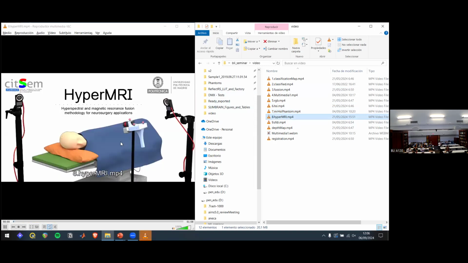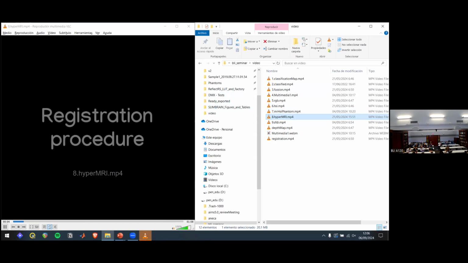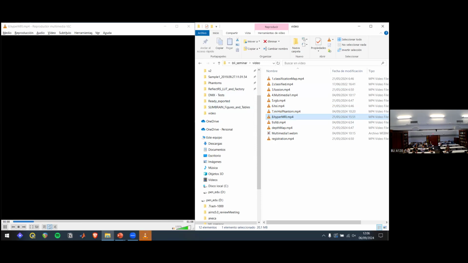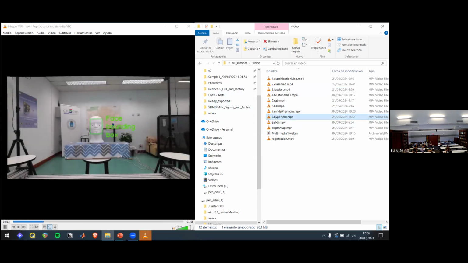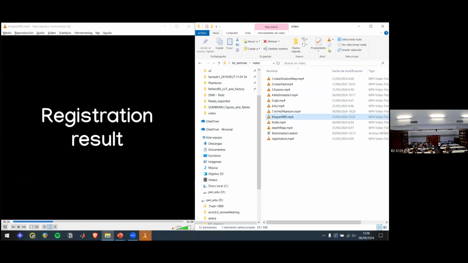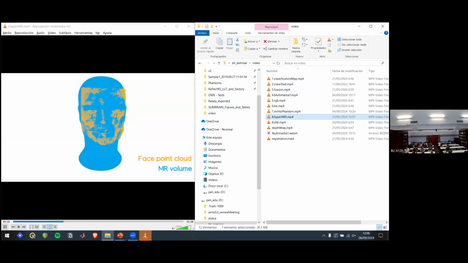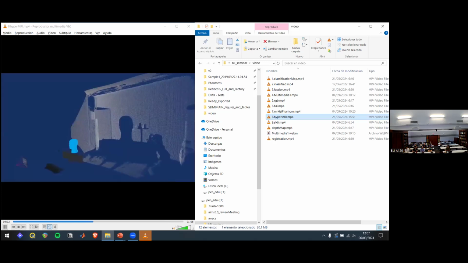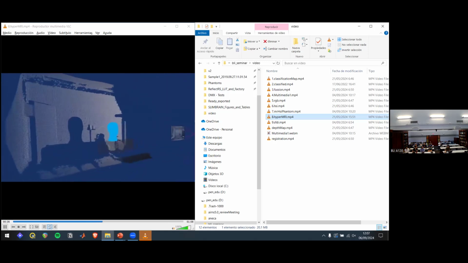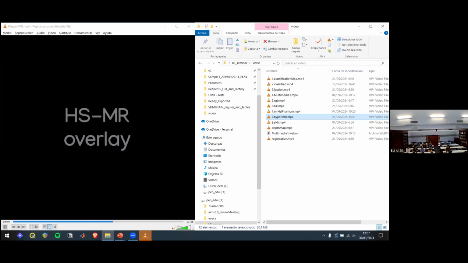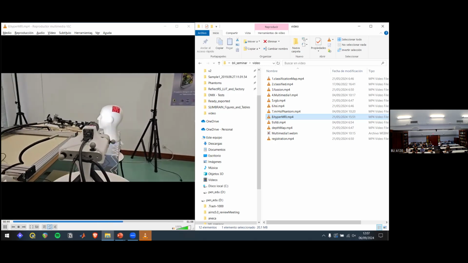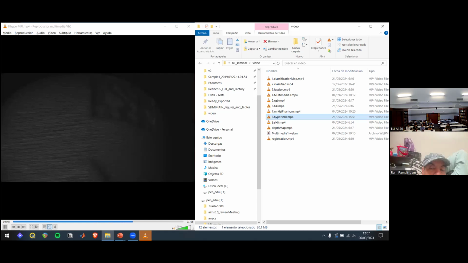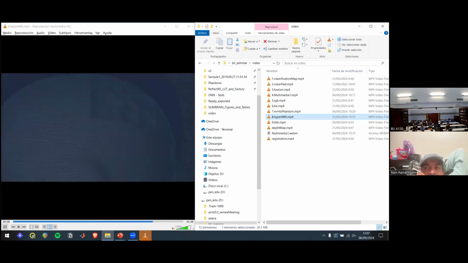The procedure we follow for registering the information of the magnetic resonance imaging and the hyperspectral is the following. We capture the landmarks of the face of the patient. Using those landmarks, we are able to register the depth information in yellow with the blue information. That's the scanning of that phantom that corresponds to the magnetic resonance image. And then once we move the hyperspectral camera to the position, that's the augmented reality interface we have. Once we move that, we are able to track that movement and that position, and then register the hyperspectral image with the scanning of that phantom that corresponds to the magnetic resonance image.